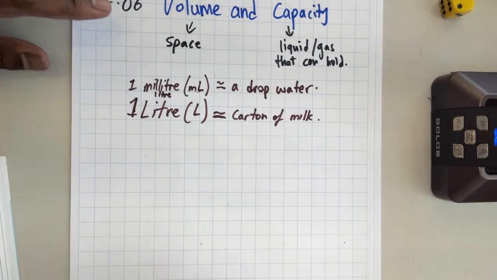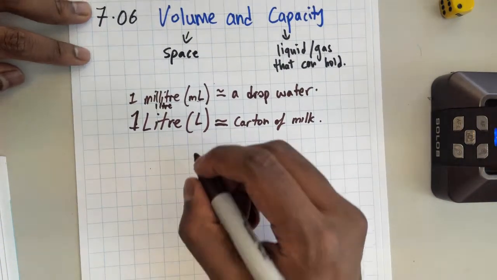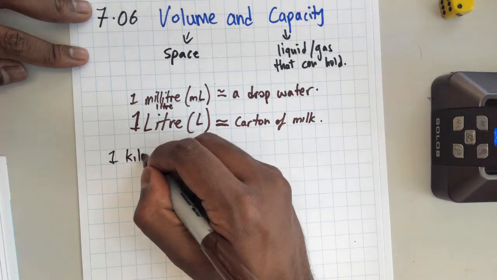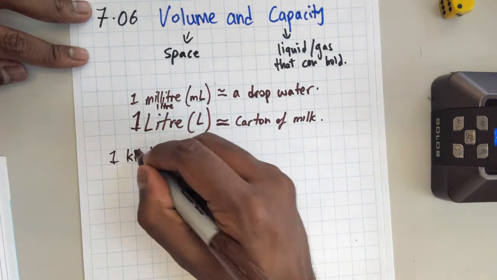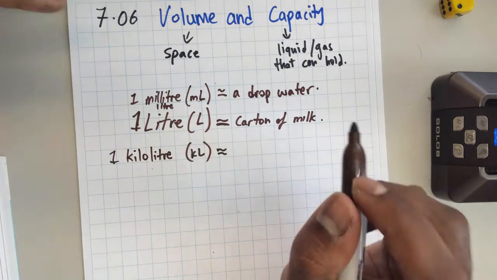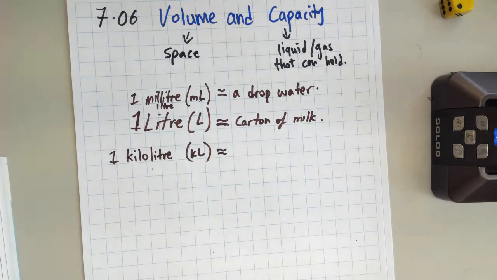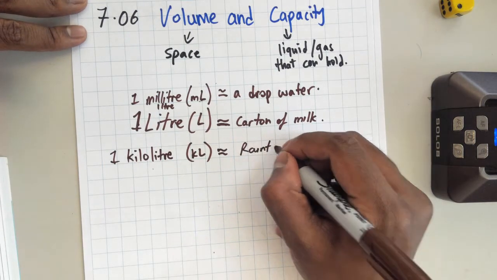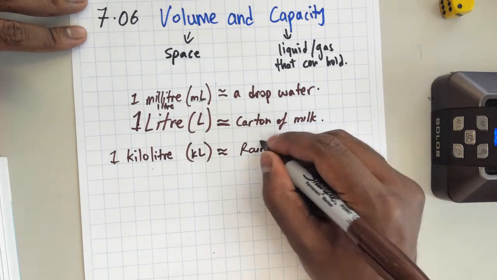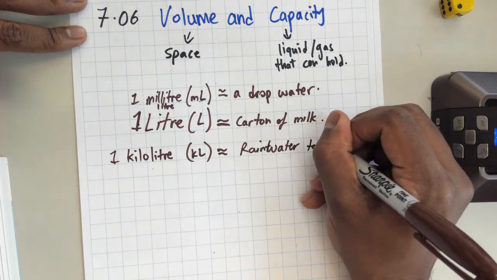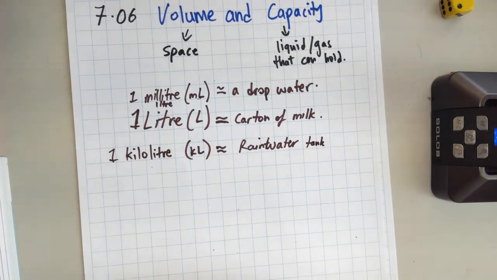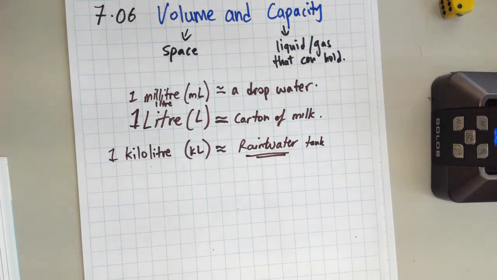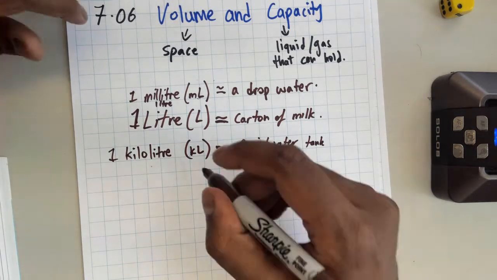Now going a little bit bigger, we got a kiloliter. That's a lot of water. What could be a real life object? Probably a rainwater tank. It was quite rainy this weekend in Manjimup. Rainwater tank.